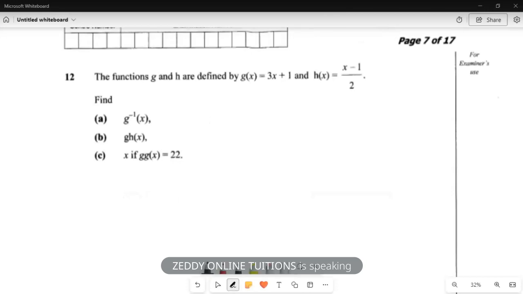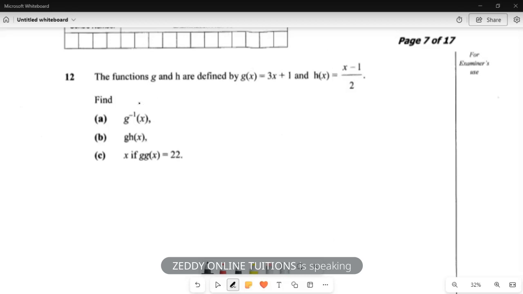All right, so guys, it's been long. I'm doing my questions, but I think it's been a few weeks. But let's go into it. So the functions g and h are defined by g of x equals 3x plus 1, and h of x equals (x minus 1) over 2, right? So we are being told to find the g inverse of x.